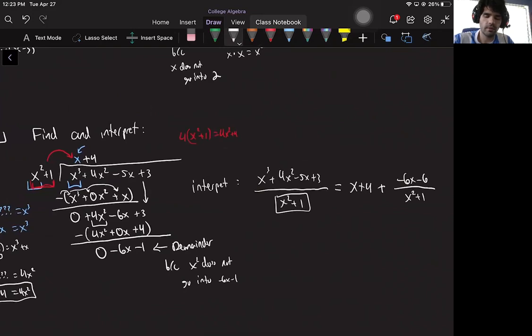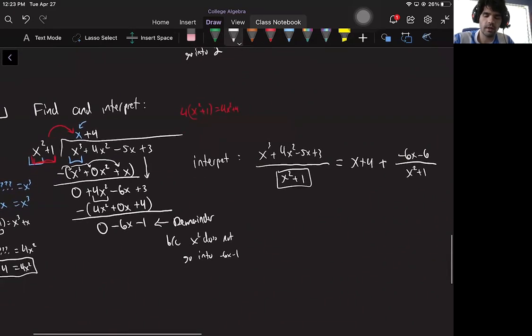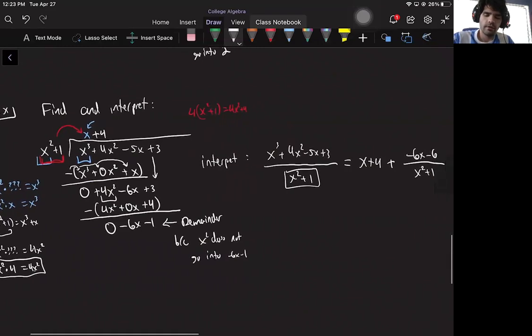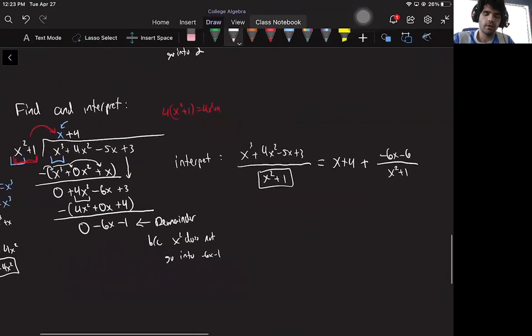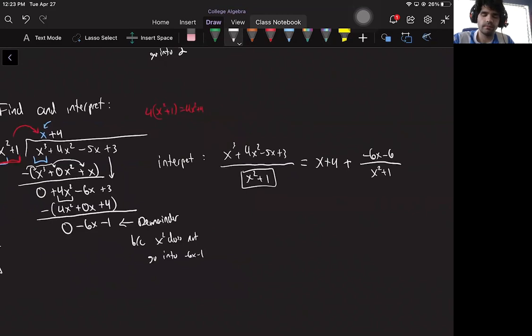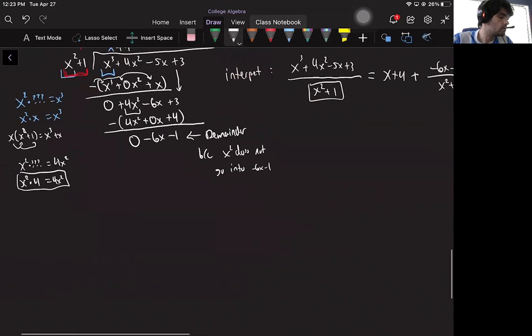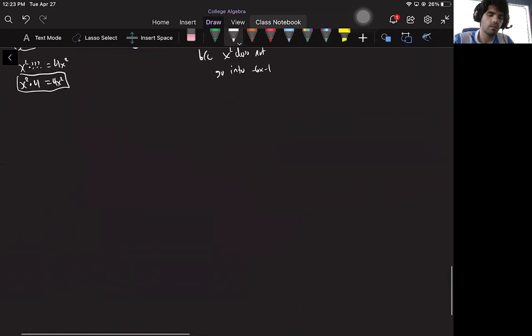How many times does x squared plus 1 go into this other guy? It goes into it x plus 4 times, but then there's this remainder. So it's a bit different than numbers, but very similar. In any case, that's the end of that one. All right, so let's do another one.